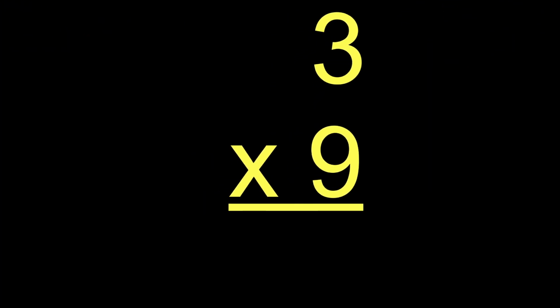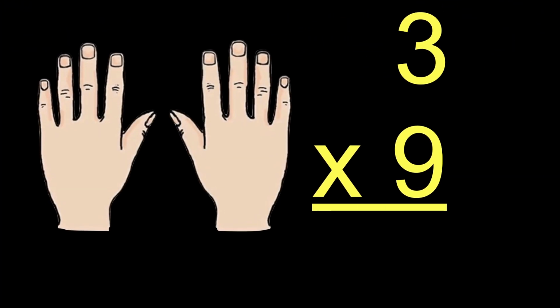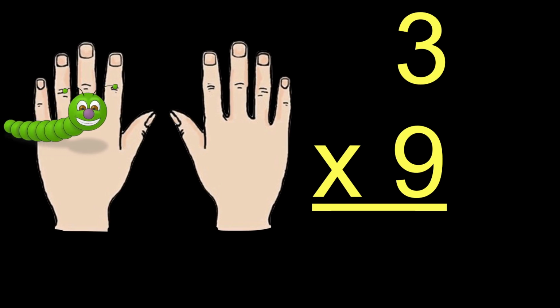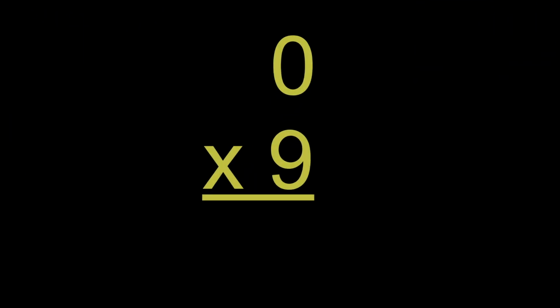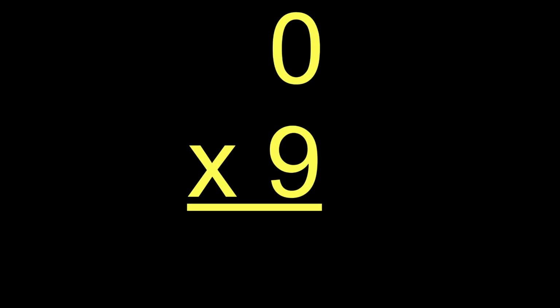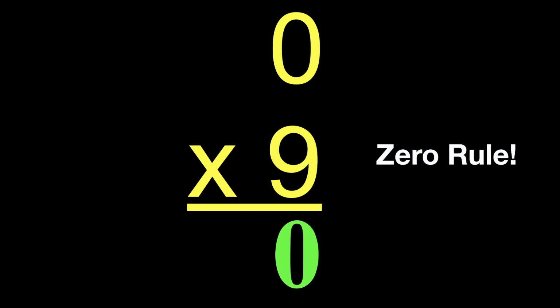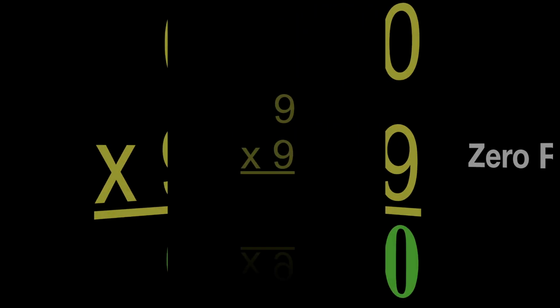3 times 9, palms down. From the left, thank you, Wally. Bend your third finger. I'm counting 2 and 7. So that would be 3 times 9 is 27. Great. 0 times 9, don't really need to use your finger method for this one. That's just the 0 rule that any number times 0 is going to be 0.